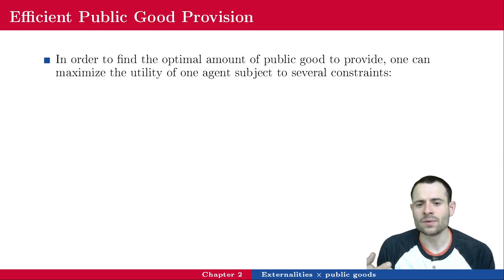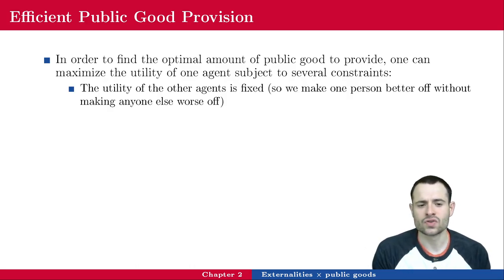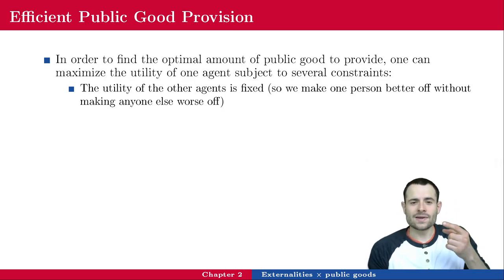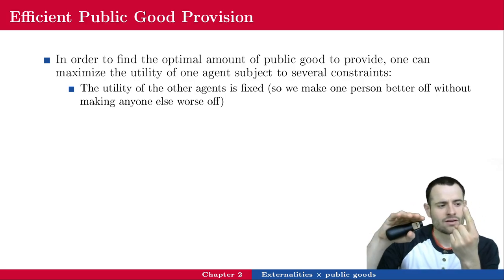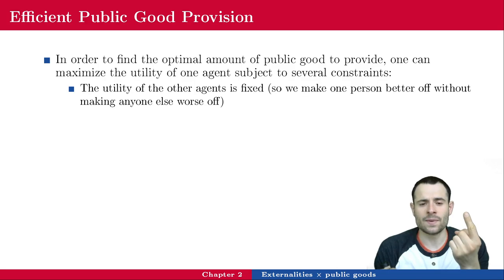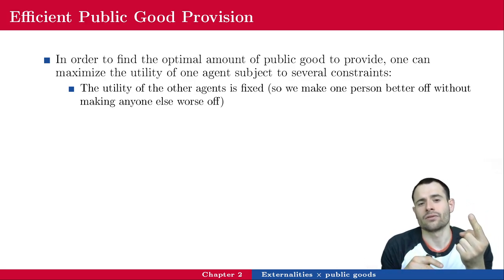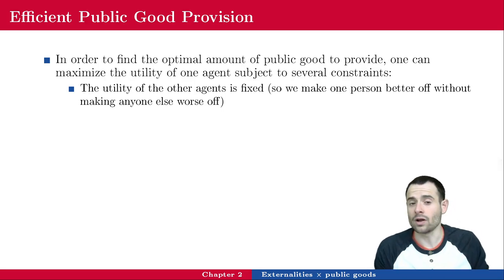In order to find the optimal amount of public good to provide, one can maximize the utility of one agent subject to several constraints. I want the provision of the good to be efficient. So I want to make sure that there is no way to increase somebody's utility without decreasing somebody else's utility. Pareto efficient allocation definition. So what you can do is you maximize the utility of one agent, keeping the utility of everybody else constant. This way, one person is made better off and nobody else is worse off. That would be one way to do it mathematically. Why not?